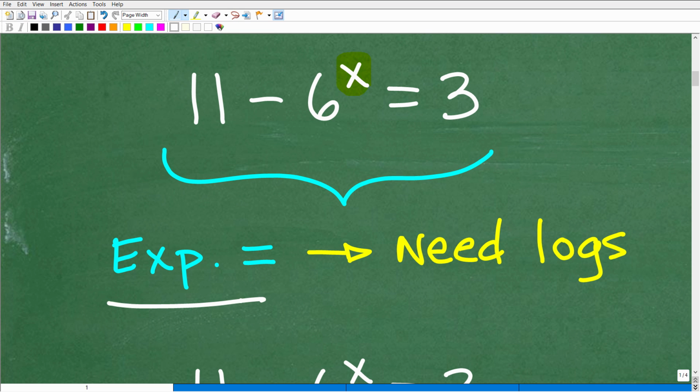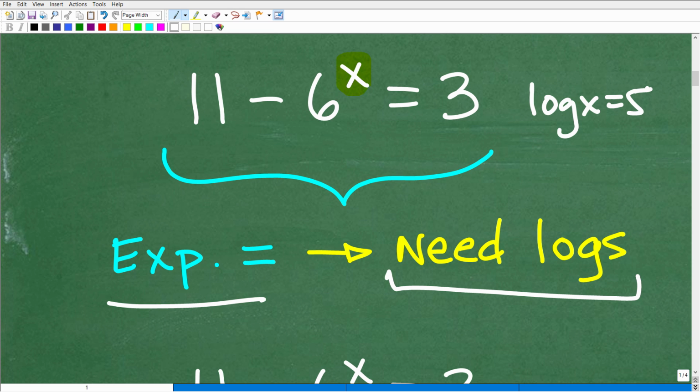Okay, so what you want to be thinking is, oh, exponential equation, I need to use logarithms to solve, because exponential functions and logarithmic functions are inverses of one another. Now, if you solve a log equation, you want to be thinking what? Exponents, because again, these two functions are inverses of one another. Hopefully you understand that.